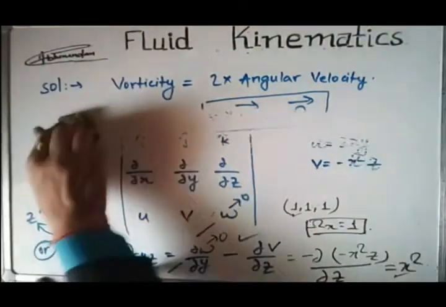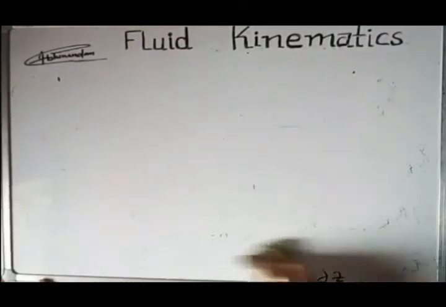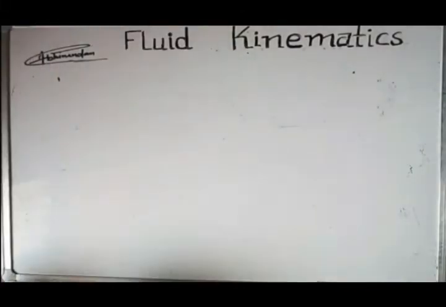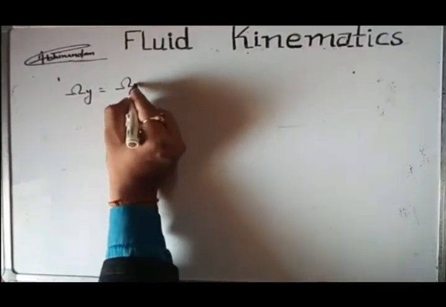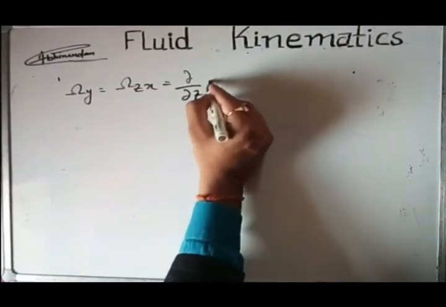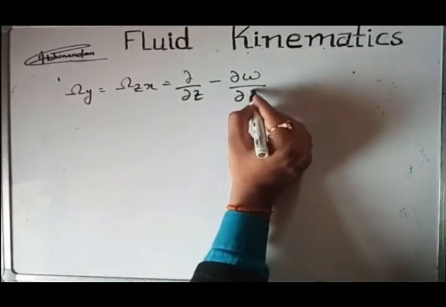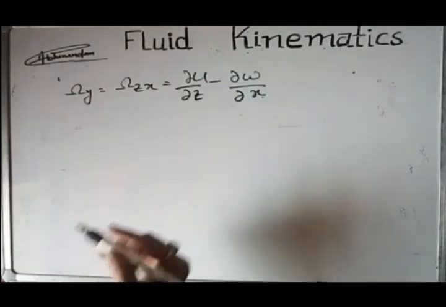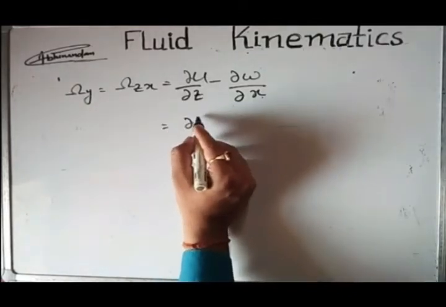And in a similar way, let's see omega y, which is omega zx in a clockwise fashion. पार्शल पार्शल z पहले आएगा, फिर पार्शल पार्शल x आएगा, एंड x के अगेंस्ट में w आएगा ऊपर, और यहाँ u आएगा. This was the method by which we write the formulae.